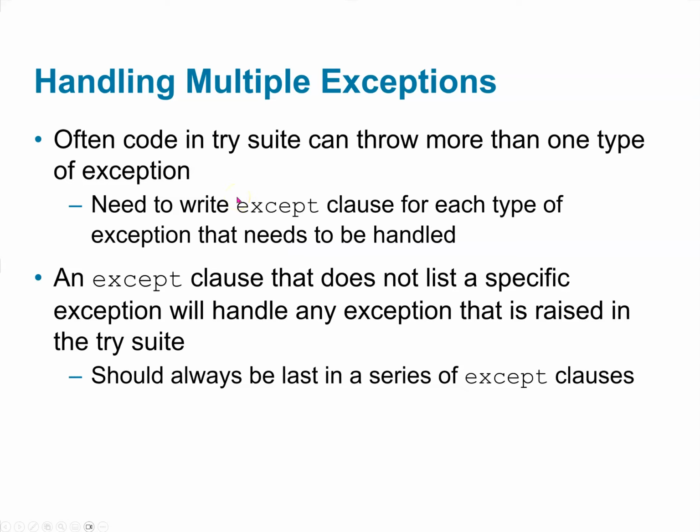So sometimes we have different types of exceptions. You need to write an except clause for each type of exception. An except clause that does not list a specific exception will handle any exception. So it should always be the last, because basically you go from most specific to least specific.